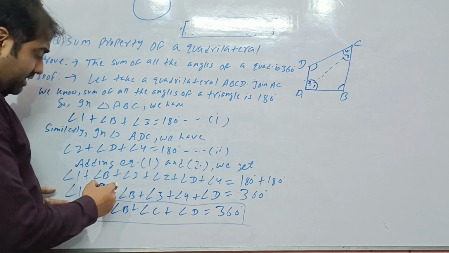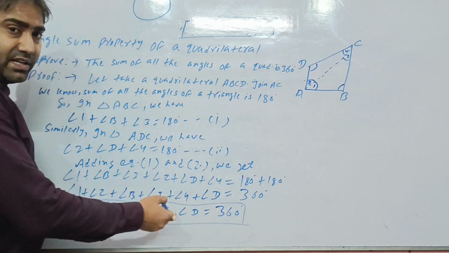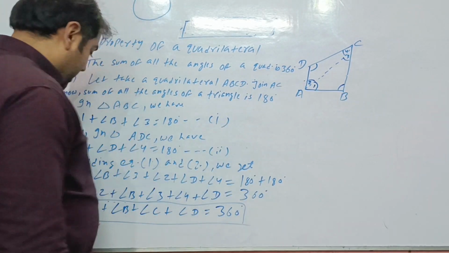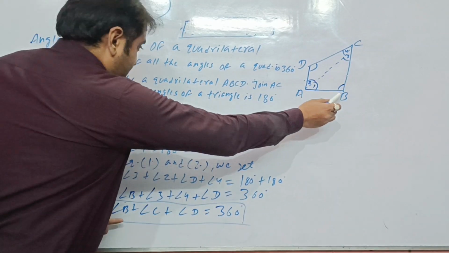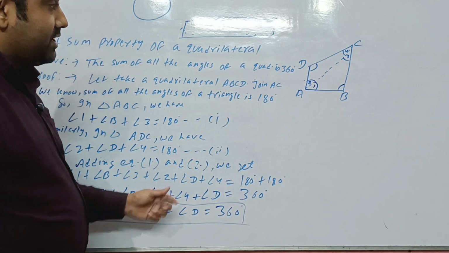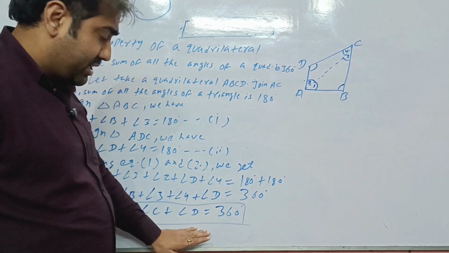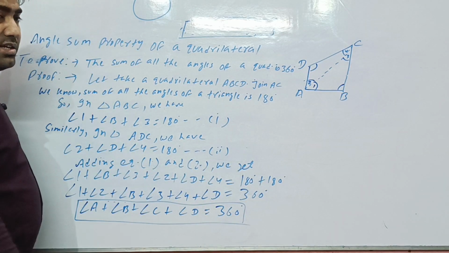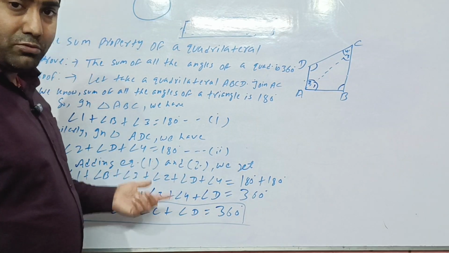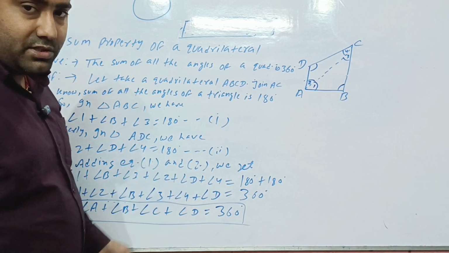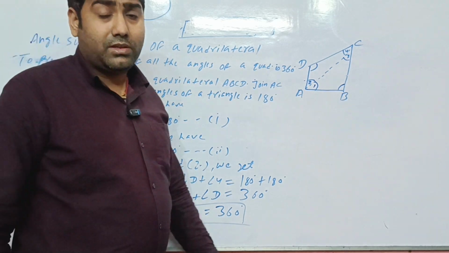And after that, we rearrange the angles. On rearranging, we get angle 1 and angle 2 as angle A, angle B is the same, angle 3 and angle 4 give us angle C, and angle D is as usual written as angle D. And finally, we get the desired result, that is what we had to prove: angle A plus angle B plus angle C plus angle D equal to 360 degrees. That's all. Thank you.